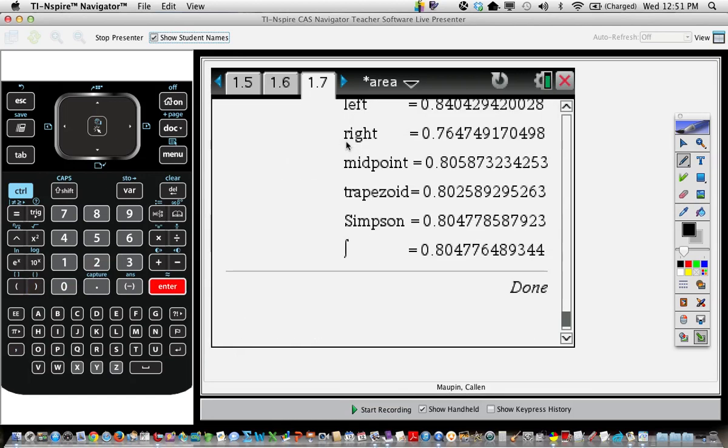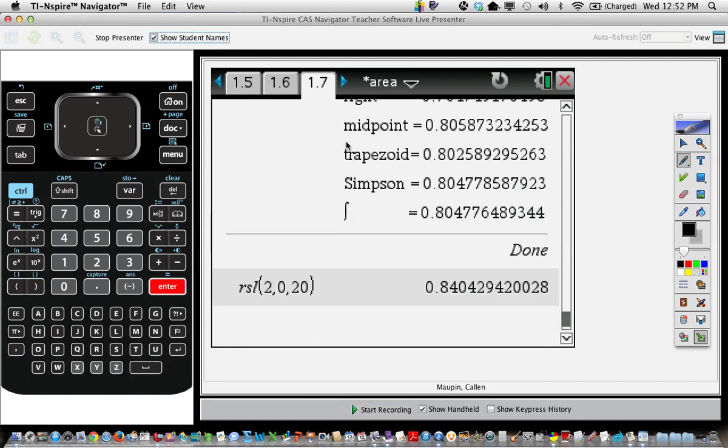And there it gives you all of them, and it goes out to like 12 decimal places or something like that. Now type RSL, parentheses, 2 comma 0 comma 20. And I don't know why I did b minus a, that's just the way they wrote it. And hit enter. And it gives you just the left. Just the left. So those are other options.